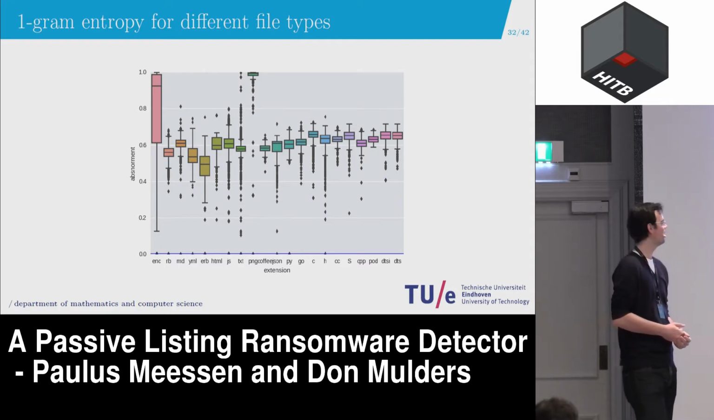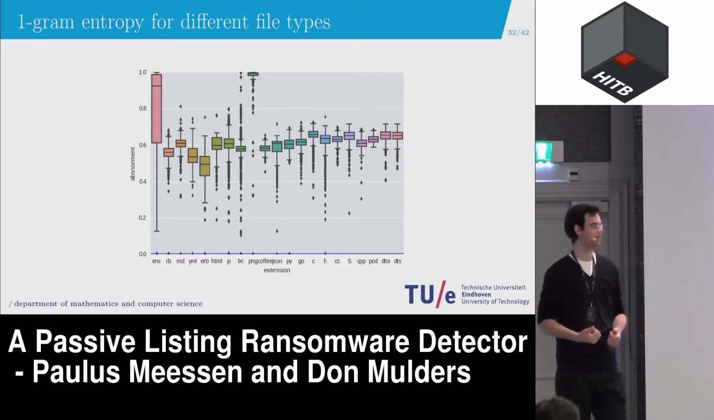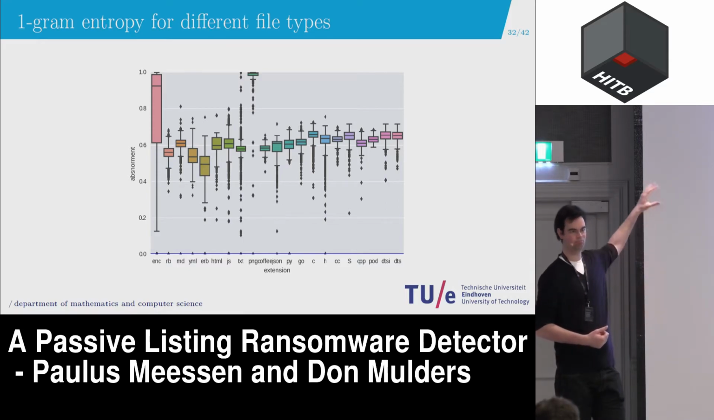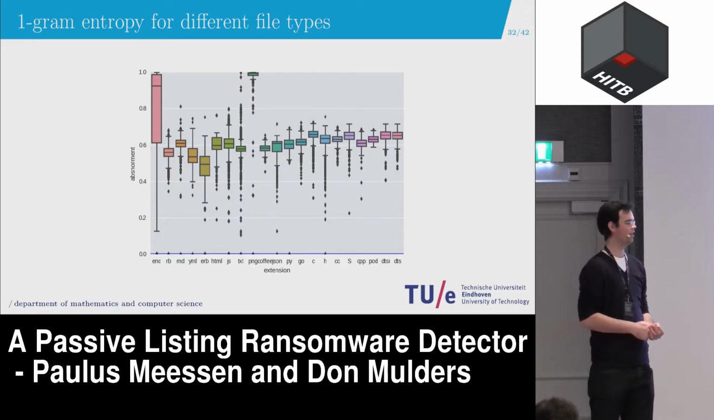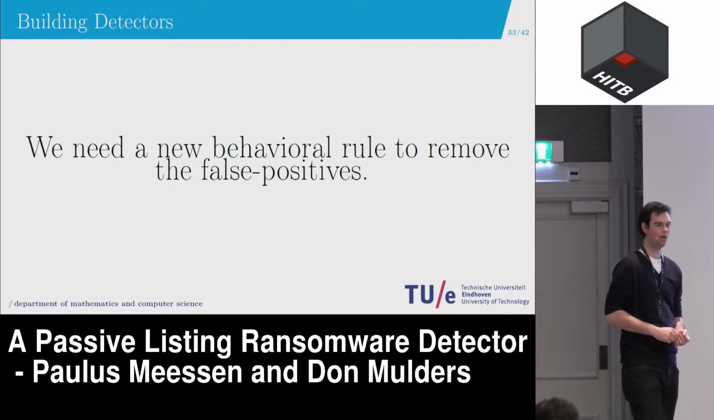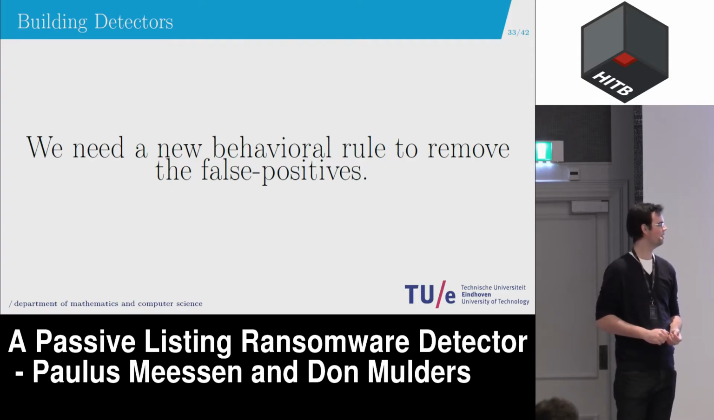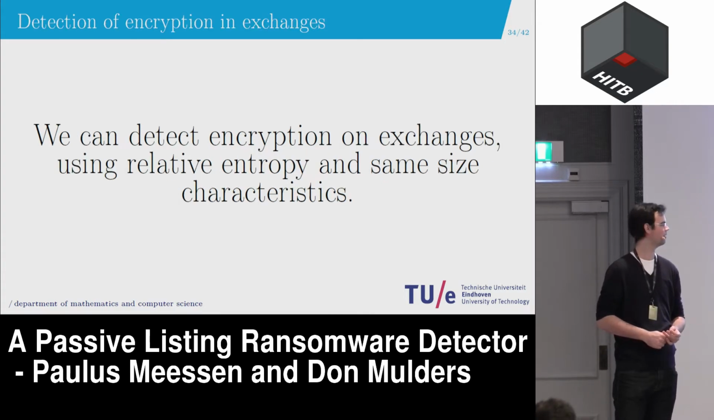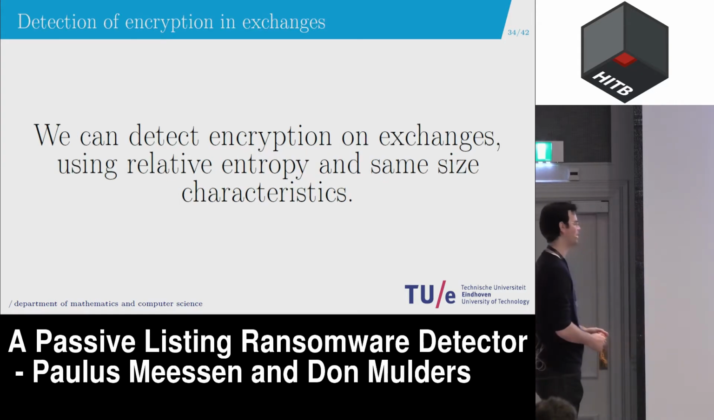So we need to find a behavioral method that takes into account entropy, that will indicate whether something is encrypted, but leaves out the false positives of these compressed files. And that is where we started implementing a real detector. And Dot's going to tell more about this.